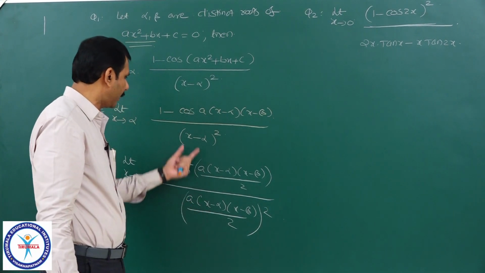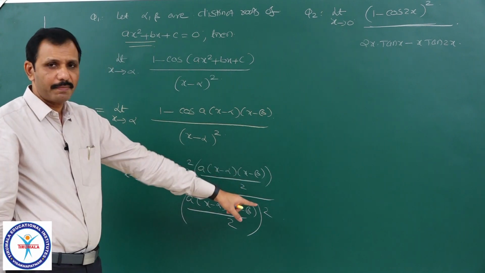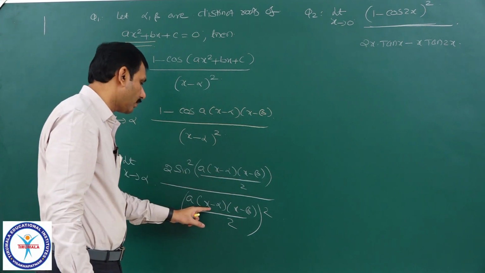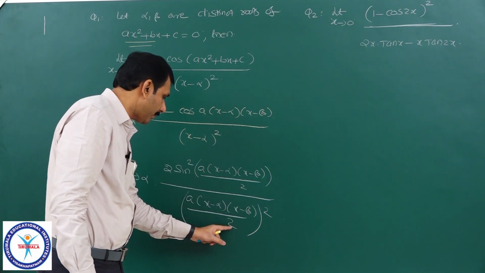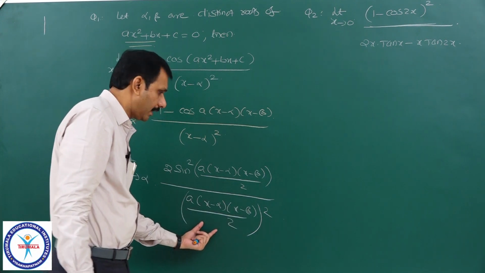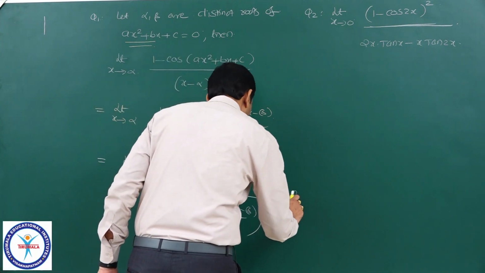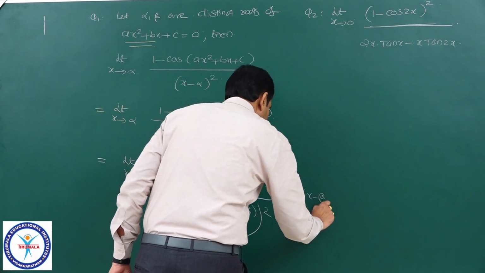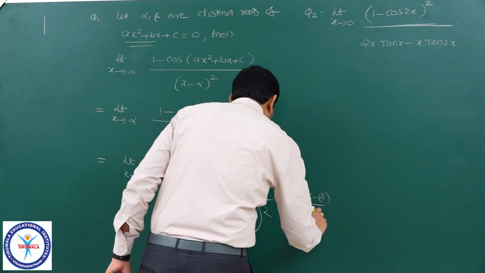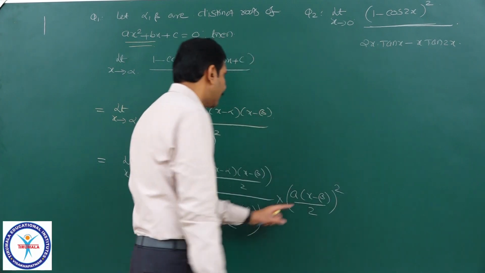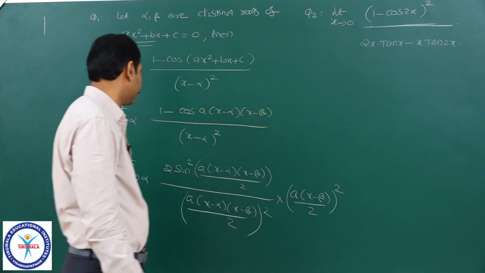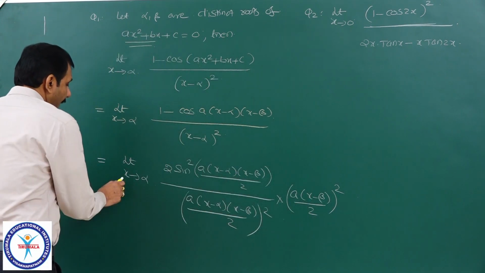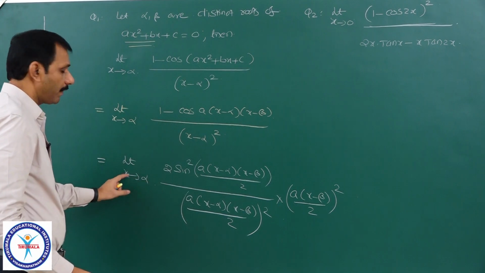Now I will look at the terms which I need to multiply it with. X minus alpha whole square is already there. So, a into x minus beta by 2 whole square I have multiplied in the denominator. Therefore, here also I will write a into x minus beta by 2 whole square. This is the term I multiplied in the denominator. Therefore, here also I will multiply. Right. Now, as x tends to alpha, x minus alpha tends to 0.